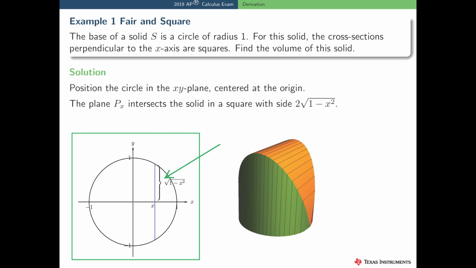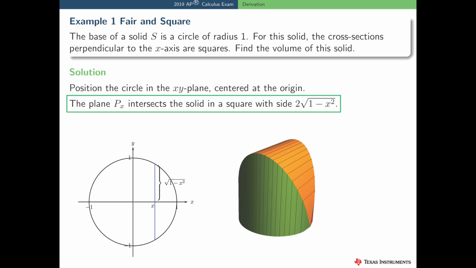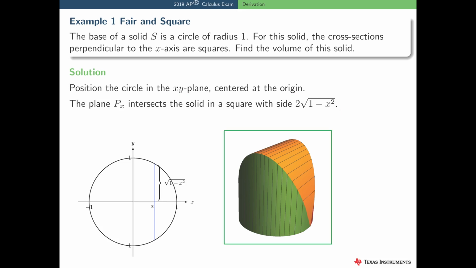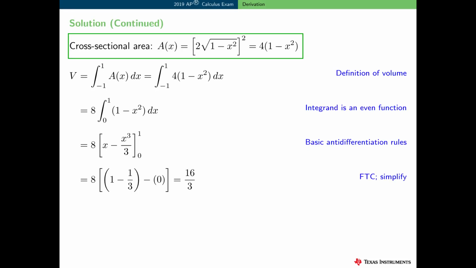In this figure, I can see that at x, the distance from the x-axis to the top of the circle is the square root of 1 minus x squared. So the length of a side of the square is twice this value. Therefore, a side of the square has length 2 times the square root of 1 minus x squared. Now, this is a rough idea of what I think this solid looks like. And maybe you can see how this fits on the top of the circle and the plane, and even see the cross sections. The area of a square is side squared. So here's an expression for A(x).